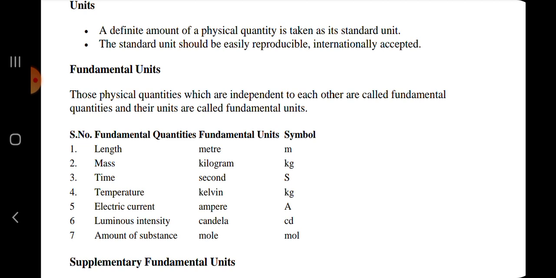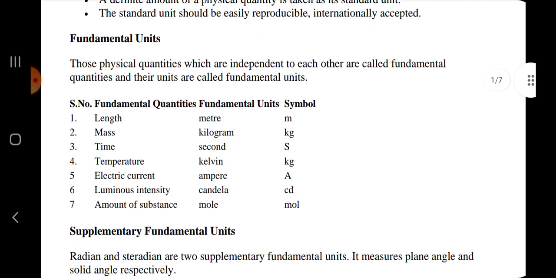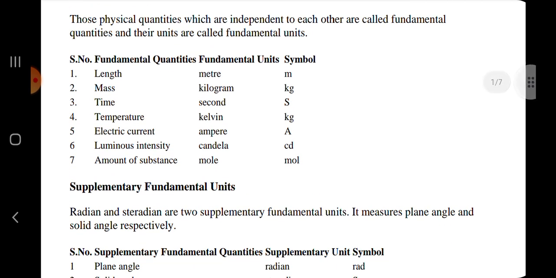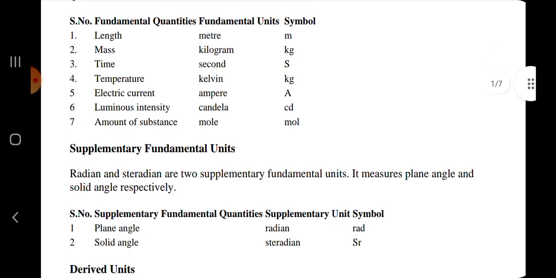The standard unit should be easily reproducible and internationally acceptable. Then fundamental units: those physical quantities which are independent of each other are called fundamental quantities, and their units are called fundamental units. Fundamental quantities are length, mass, time, temperature, electric current, luminous intensity, and amount of substance.